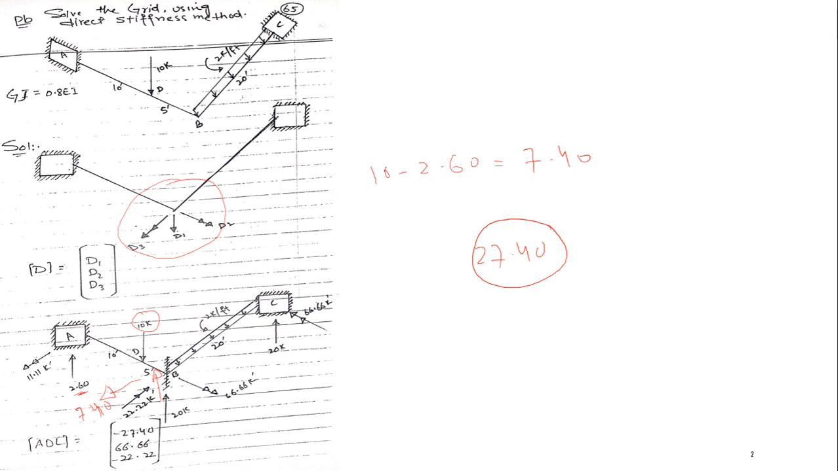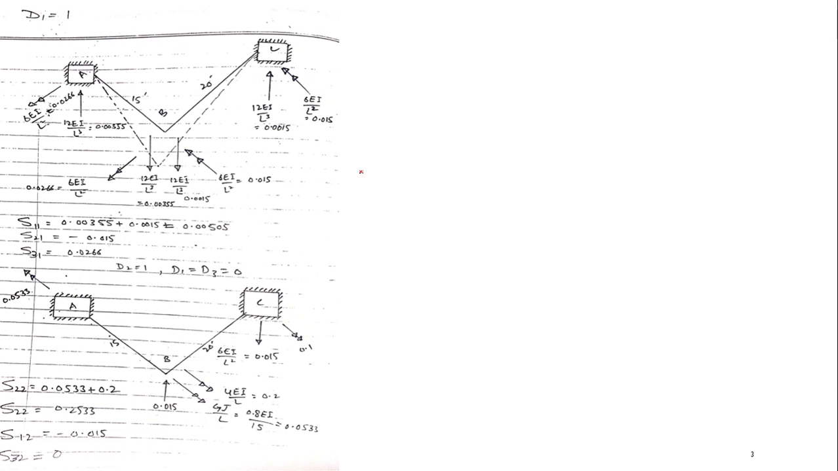Okay, next I have 66.66 corresponding to D2, so that's why this is here, in the same direction. D3, 22.22. This is in this direction. This 22.22 is in the opposite direction, so it's minus. So the ideal matrix is constructed. Next, I have to apply these degrees of freedom one by one and compute.